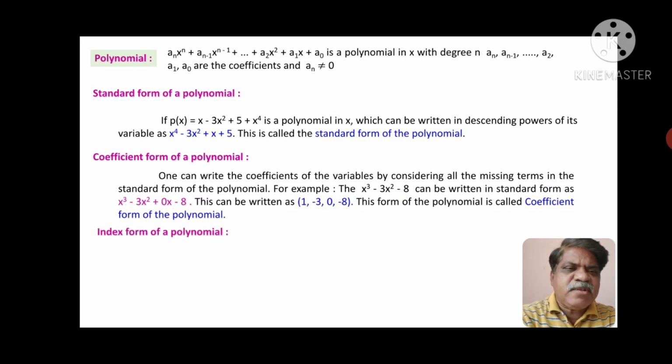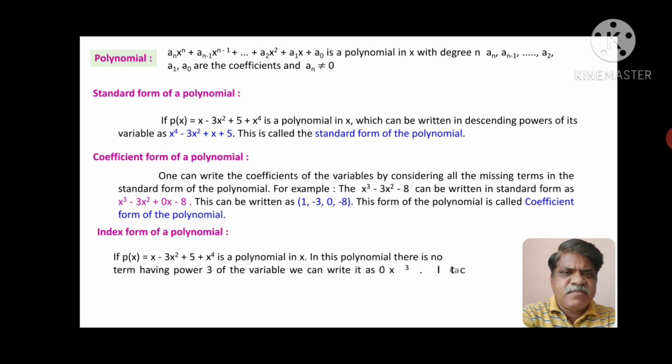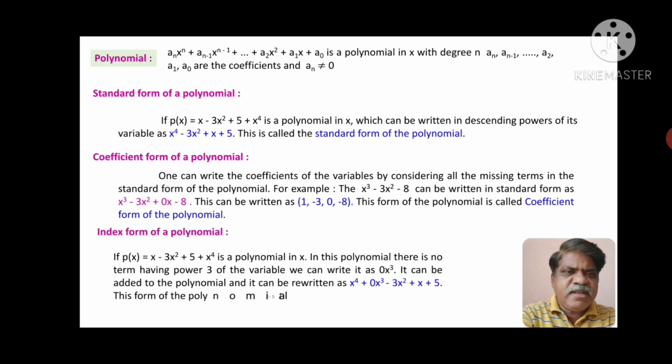Now the index form of the polynomial. p(x) = x - 3x^2 + 5 + x^4 is the polynomial in x. In this polynomial, there is no term having power 3 of the variable. We can write it as 0x^3. It can be added to the polynomial and it can be written as x^4 + 0x^3 - 3x^2 + x + 5 in descending order. This form of the polynomial is called the index form of the polynomial.